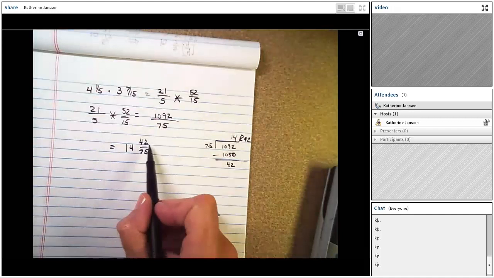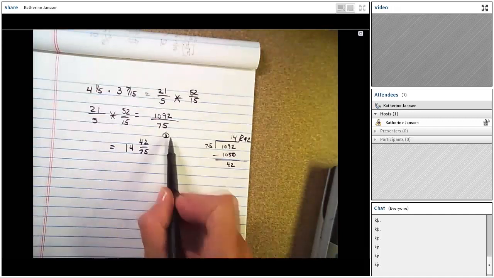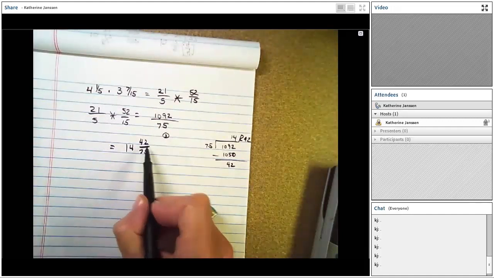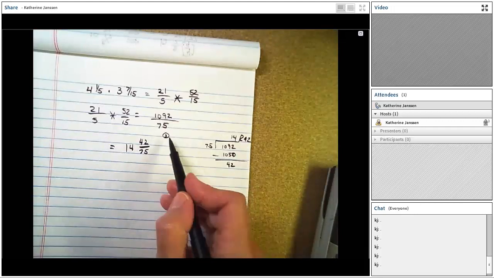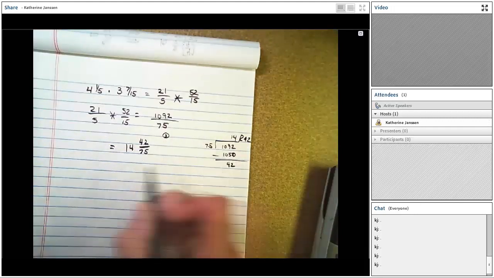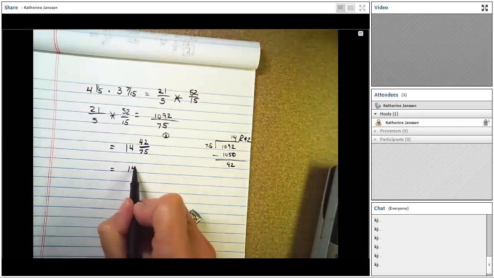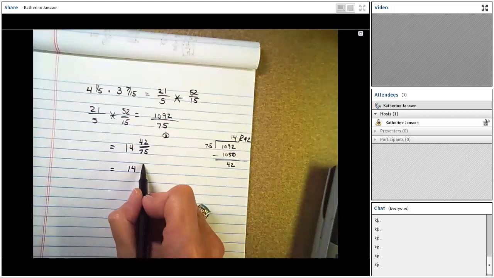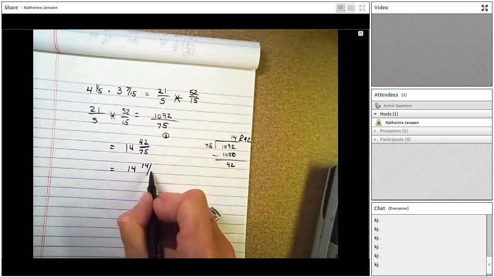Remember your division rules. 3 goes into a number if the sum of its digits is divisible by 3. So 6 is divisible by 3 and 12 is divisible by 3. So we have 14. 3 goes into 42 14 times, and 3 goes into 75 25 times.